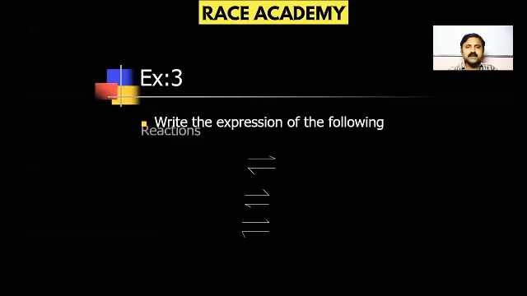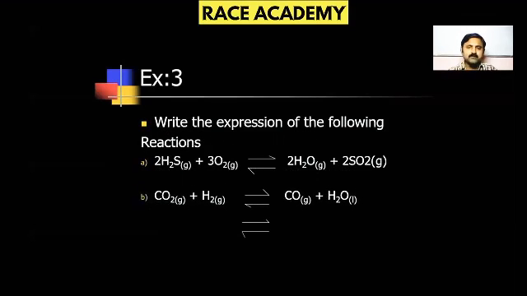Come to the next one. Write the expressions for the following reactions. We have 3 reactions given here. You can observe the first one: the concentration of SO2 power 2 into the concentration of H2O power 2, divided by the concentration of H2S power 2 into the concentration of O2 power 3, will come for the first one. For the second one, the concentration of CO into the concentration of H2, divided by the concentration of CO2 into the concentration of H2, will come. For the third one, the concentration of H2O by the concentration of H2 only will come, omitting the solid cases, right?